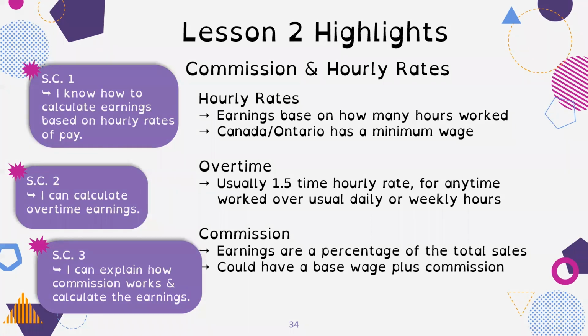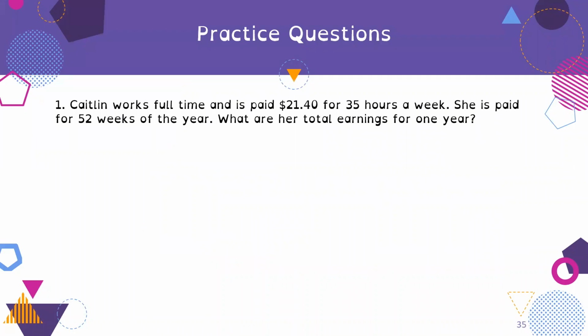All right, let's do a few more practice questions to really just make sure that we know what we're doing now that we've covered 3 different things. So number 1, Caitlin works full-time and is paid $21.40 for 35 hours a week. She's paid for 52 weeks of the year. What are her total earnings for 1 year? So in order to figure this out, we first need to figure out Caitlin's weekly earnings. And then we need to figure out her yearly earnings.